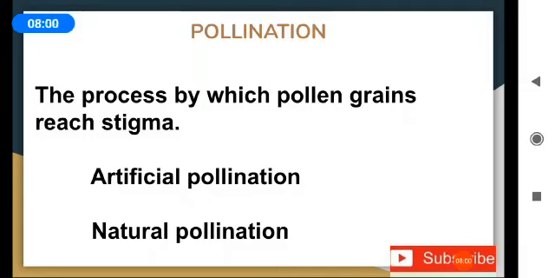There are two ways of pollination: artificial pollination and natural pollination. If we transfer the pollen grains artificially from one flower to another flower, that is artificial pollination. But mostly in flowers, pollination takes place by nature. Some of the natural agents help with pollination in the flowers.